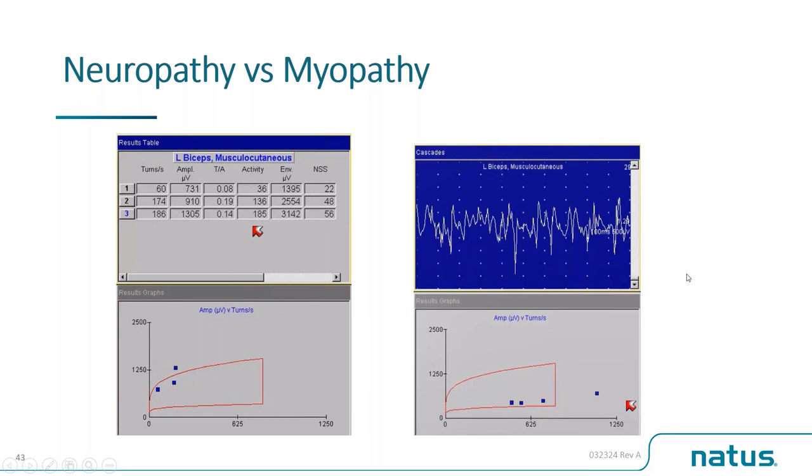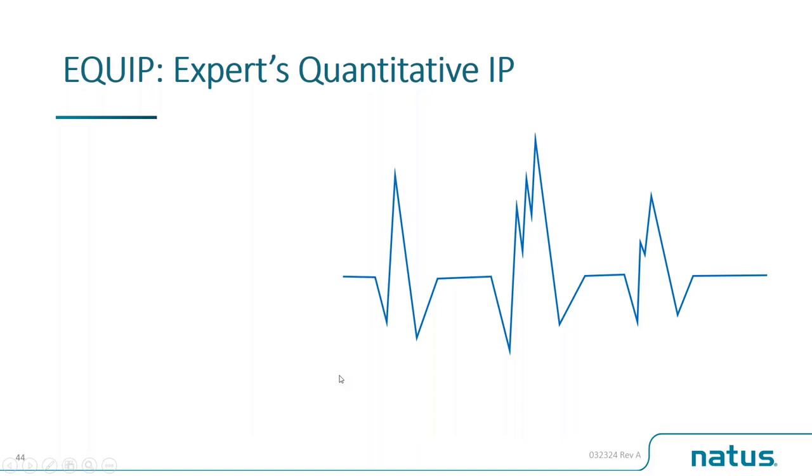Now, there is another method that Professor Stolberg, Professor Sanders, and I worked on a long time ago, and there is interest coming back into that method. This is called EQIP, the expert quantitative interference pattern. The idea is, why not measure the things that we look for subjectively?